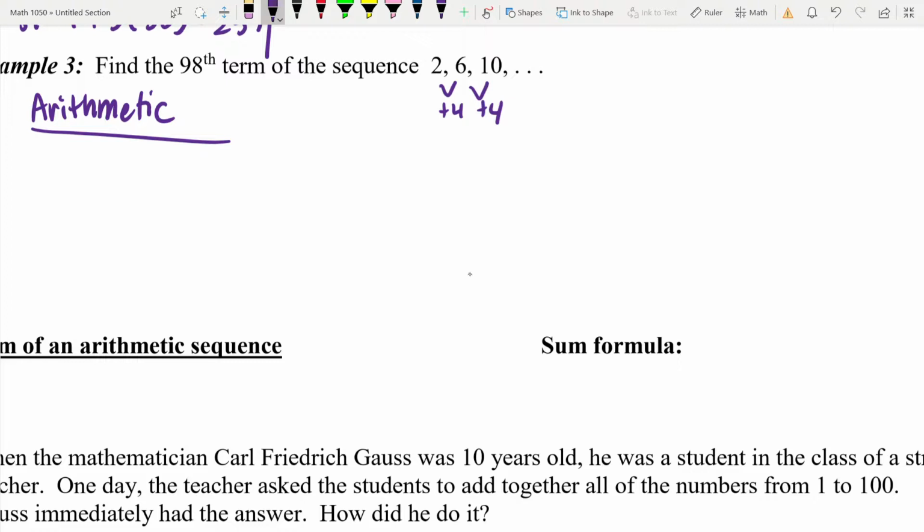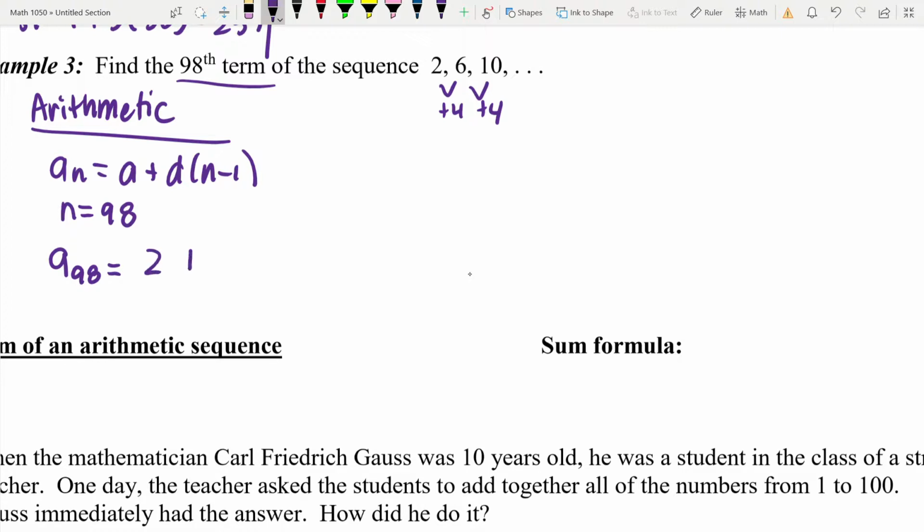I'm looking for a specific term, so the next thing I do is I write down the generic formula. I'm super organized when I do this. Find the 98th term. So if they're asking me for the 98th term, guys, I know that n is 98. So a sub 98 is equal to the first term, which is 2, plus the common difference, which is 4, times 98 minus 1, which is 97.